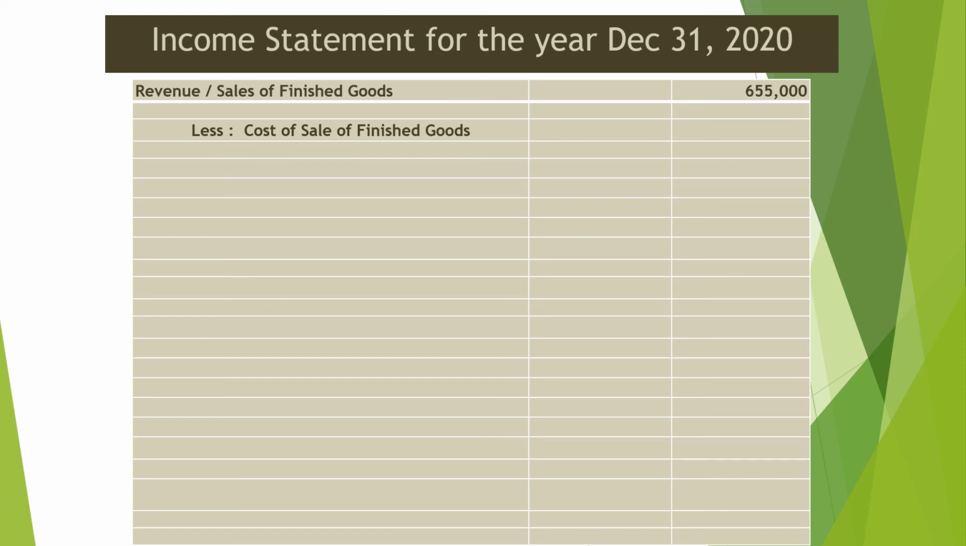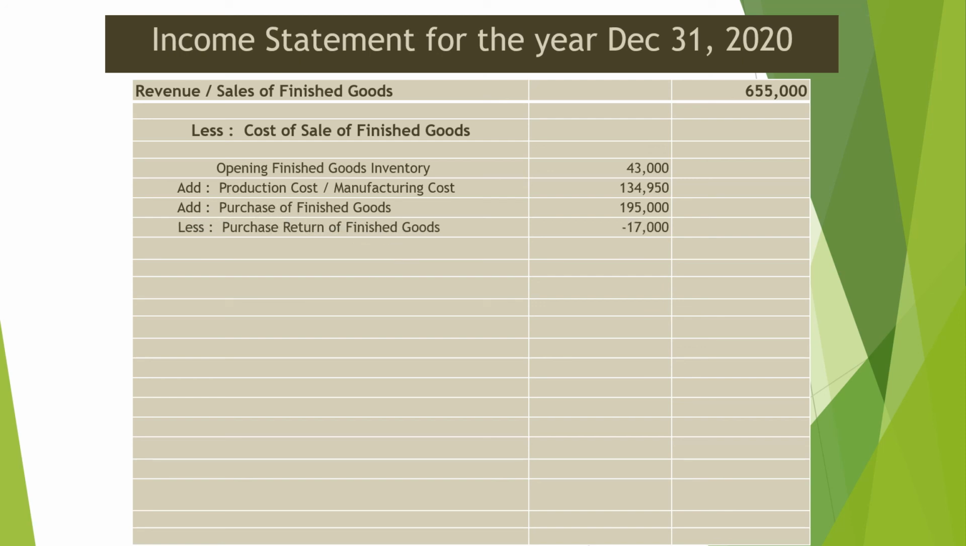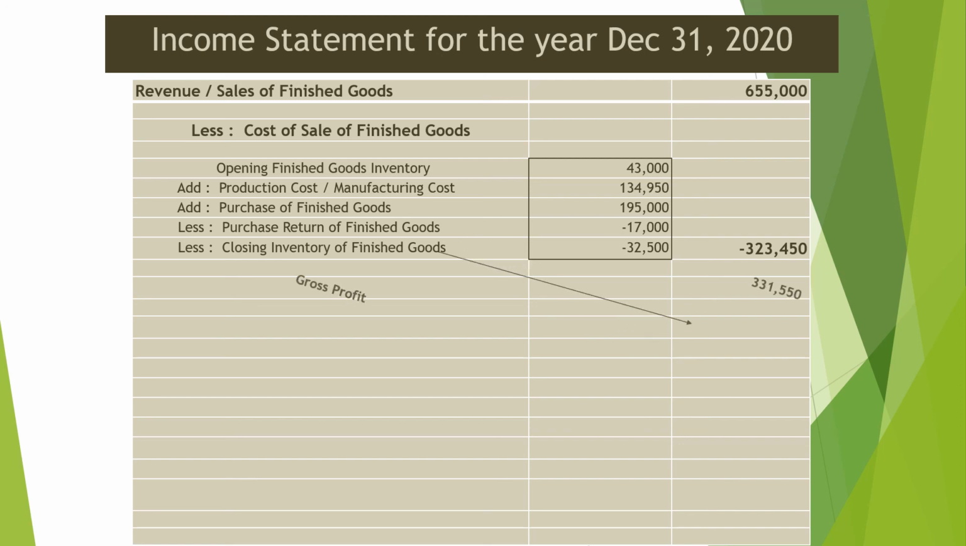We have to deduct now the cost of sale. Here we will take the opening inventory of finished goods. We will add the production cost, which we calculated earlier. Further, we will take any purchase of finished goods, and again minus any returns of the finished goods. Then the closing inventory will be deducted, so we reach the cost of sale figure, which is 323,450.